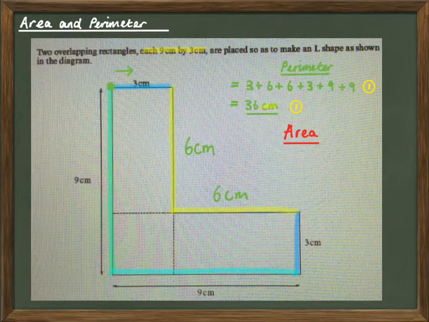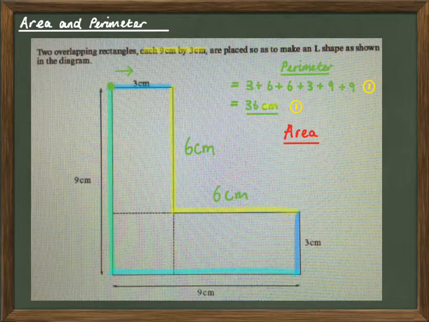So I don't know the formula for finding the area of an L shape, but I do know the formula for finding the area of a rectangle. And if you look at the question, it says that it's basically two rectangles being put together. So I'm going to use what I know about the area of a rectangle, which is length times width, to find the total area of that shape.